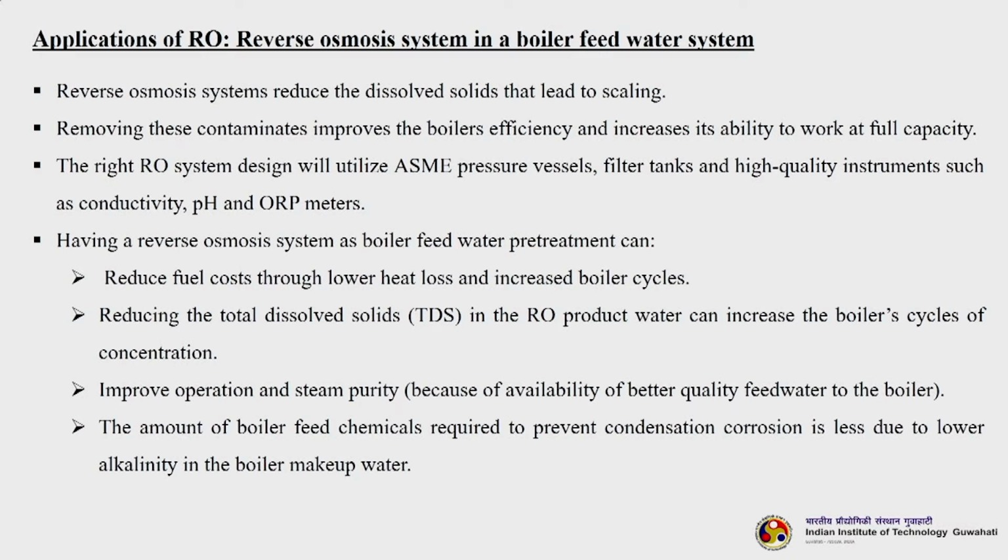So, removing these contaminants improves the boiler efficiency and increases its ability to work at full capacity. The right RO system design would utilize ASME pressure vessels, filter tanks and high quality instruments such as conductivity, pH and ORP meters. Having an RO system as boiler feed water pretreatment can reduce fuel cost through lower heat losses and increased boiler cycles. Reducing the total dissolved solids is another very important thing in the RO product water, it can increase the boiler cycles of concentration as much as the TDS and scale forming compounds you are removing. So, you are basically increasing the life of the boiler.